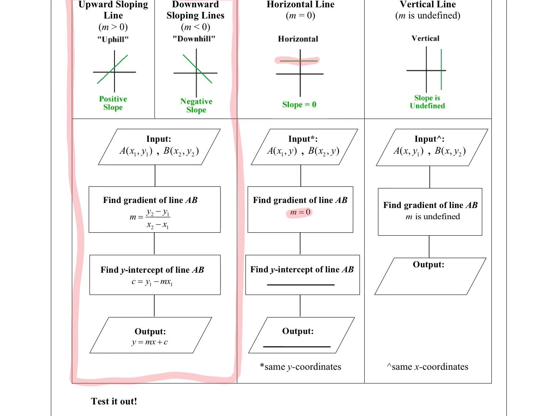What? C will be equals to y minus mx, right? But whatever your gradient is, 0. So you realize that C's value is the same as your y coordinate.